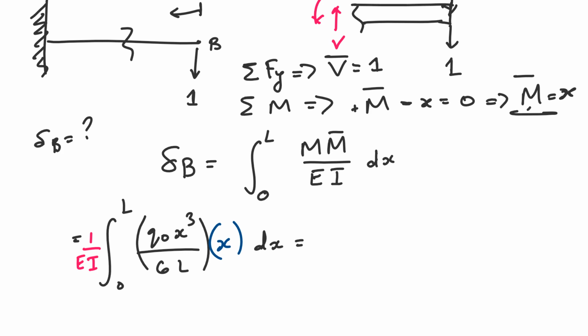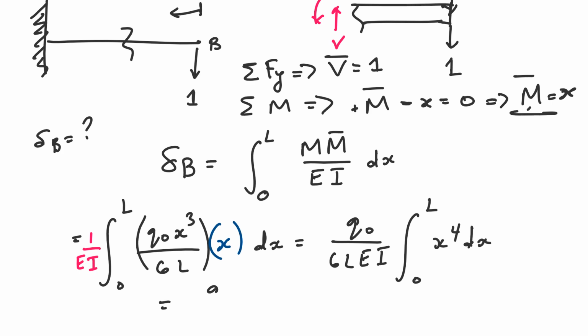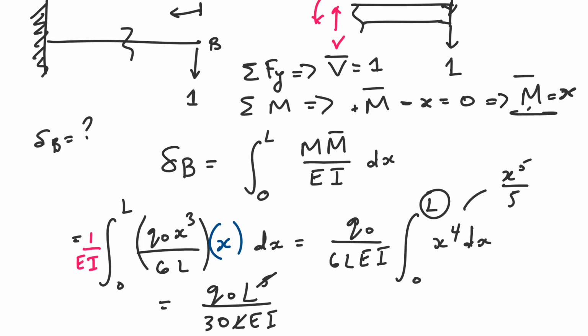So let me just pull out all the constants. This is going to be q naught over 6L EI times the integral from 0 to L of x to the 4th power dx. And this is just going to be equal to q naught L to the 5th over 5, because the integral of x to the 4th is x to the 5th over 5, right? And then we plug in L. So q naught L to the 5th over 5 times 6 is 30, 30 LEI. We see L cancels out, so this is equal to q naught L to the 4th over 30 EI. That's your answer, sir.